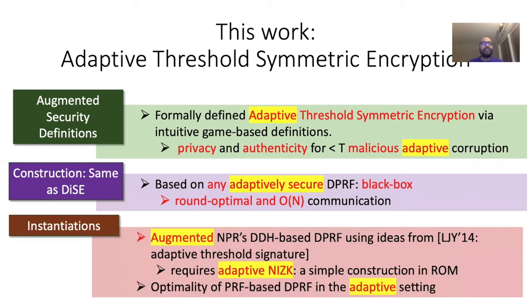We instantiated it with an augmented version of the DDH-based DPRF using ideas from the work by Libert, Joye, and Yung. Their work was for adaptive threshold signatures. We incorporated ideas from that paper and augmented NPR's DDH-based DPRF to an adaptive setting. Additionally, for a stronger definition, we also require adaptive non-interactive zero knowledge, and for that, we propose a simple construction in the random oracle model.